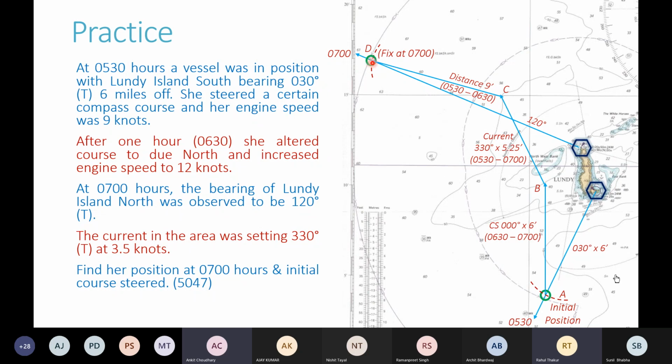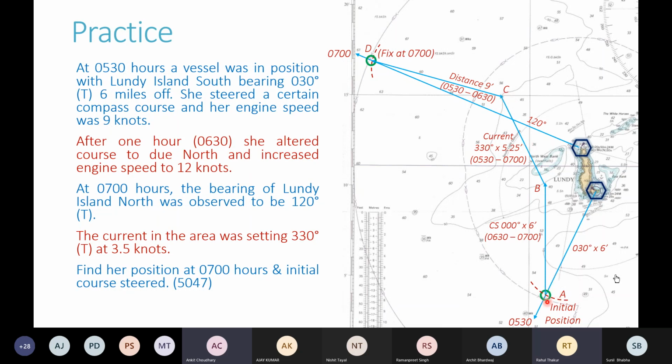Why is it not the actual track? Because the first vector which we have placed here, 0630 to 0700, that is north with a distance of 6 miles, is not the first course which the vessel steered. It is the course steered from 0630 onwards. The first course which the vessel steered is CD, Charlie Delta. So to find out the actual track of the ship, we have to now plot our courses and distances in the correct chronological order.